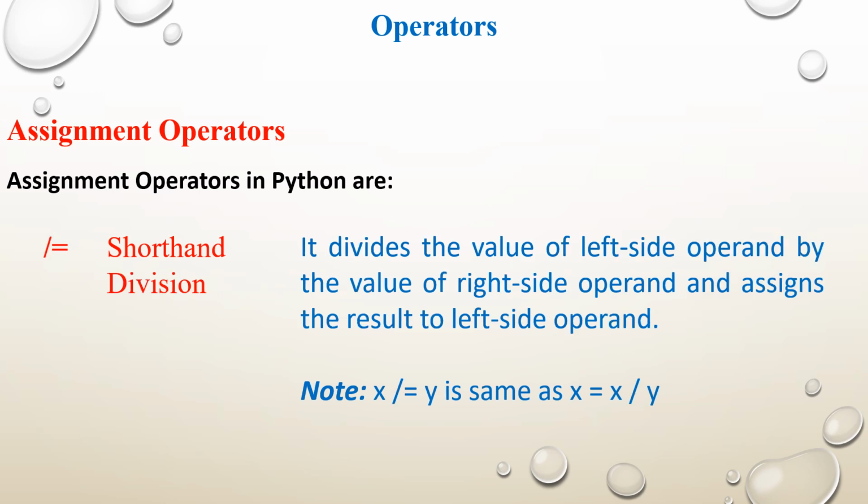Fifth assignment operator, shorthand division, backslash equal to. So this will perform the division. Here, for example, instead of writing x is equal to x divided by y, we can write x divided equal to y, means x backslash equal to y. So it will divide the value of x by y and assign the result to the variable x.